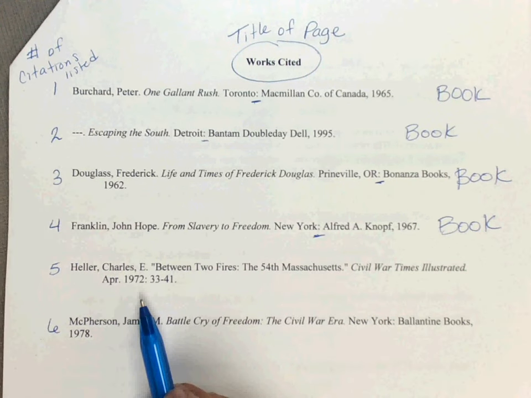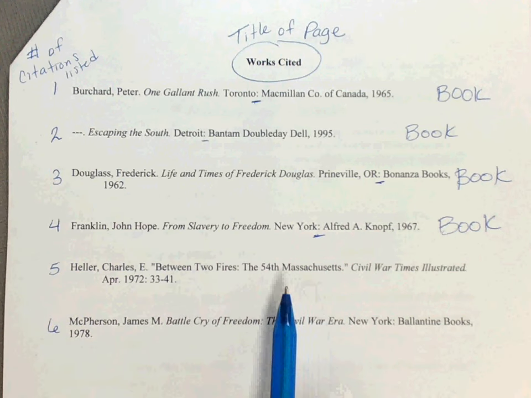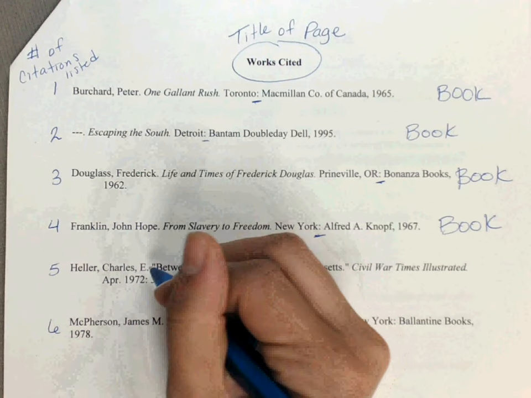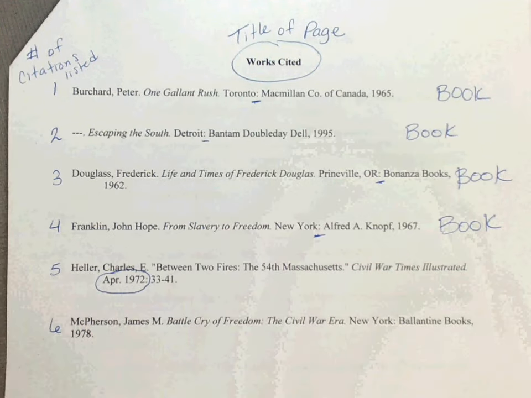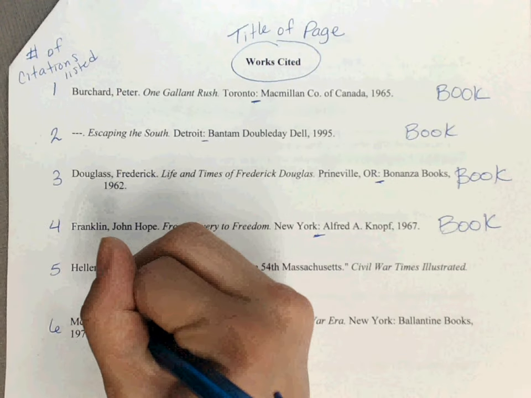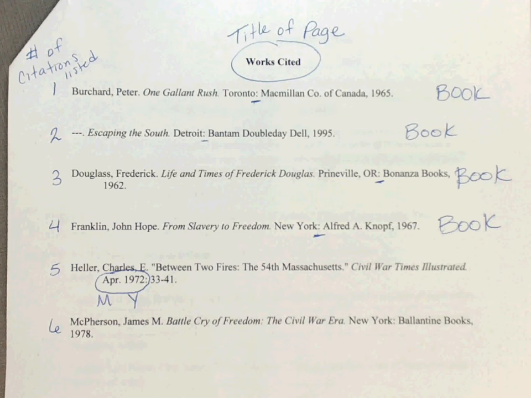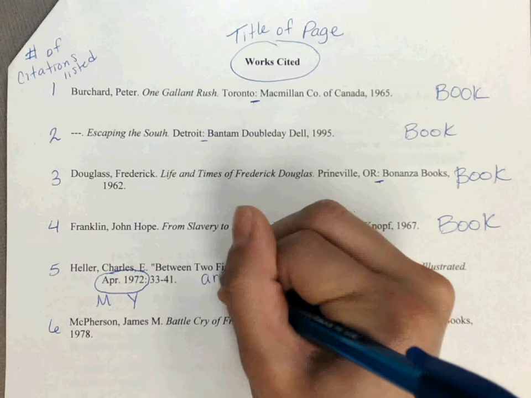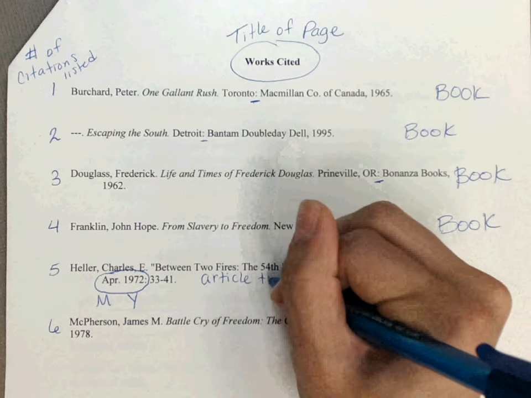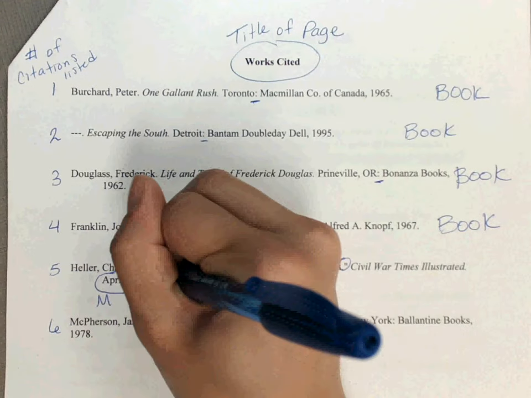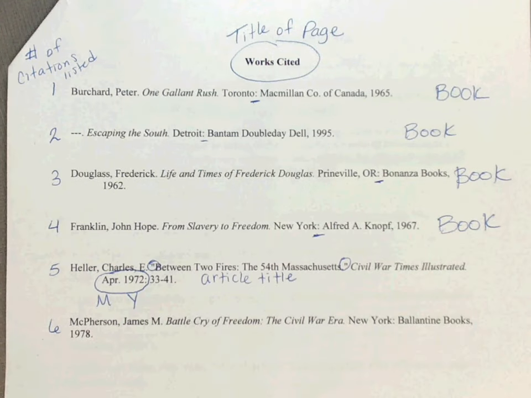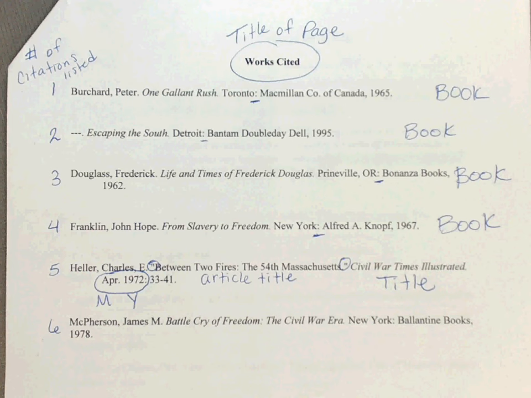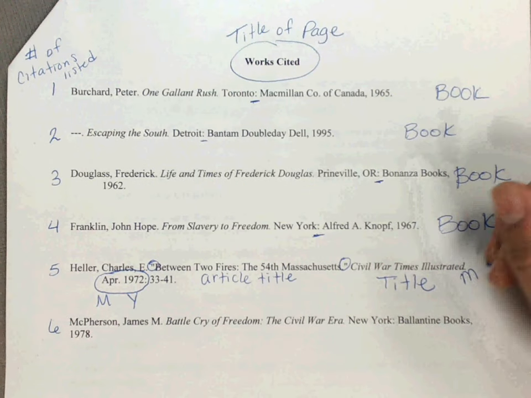The fourth one has the same thing, so it's a book. Our fifth one does not have a colon with the publisher or place of publication, but it does have a more full date with the month and year listed. We can also see that it has an article title, we can tell that by the quotations, and we also have the title, so that's a magazine article.